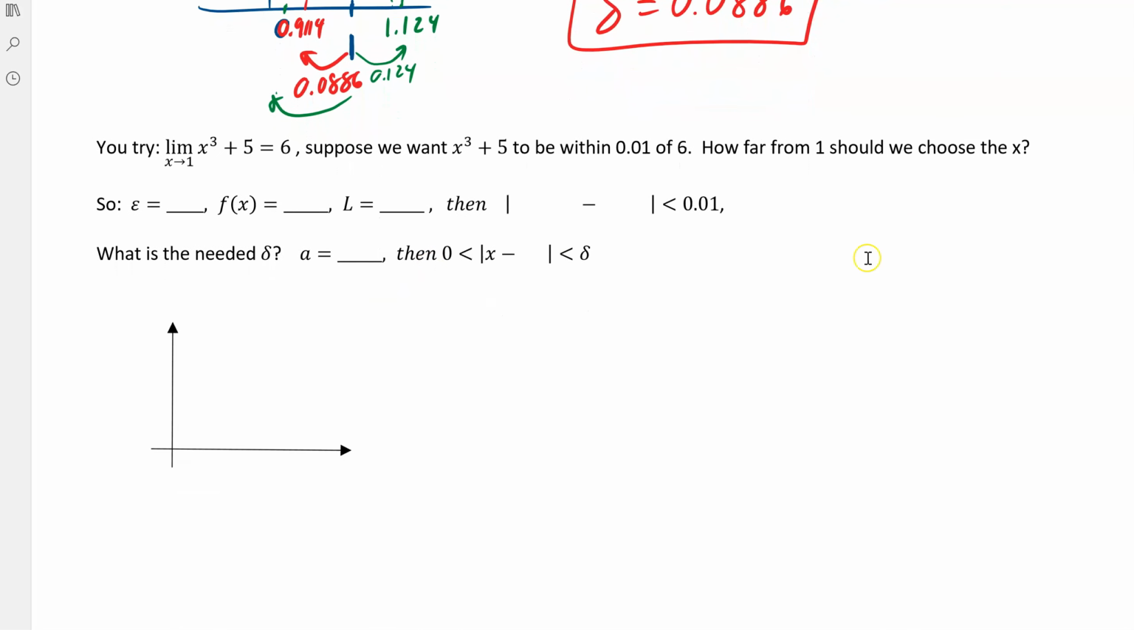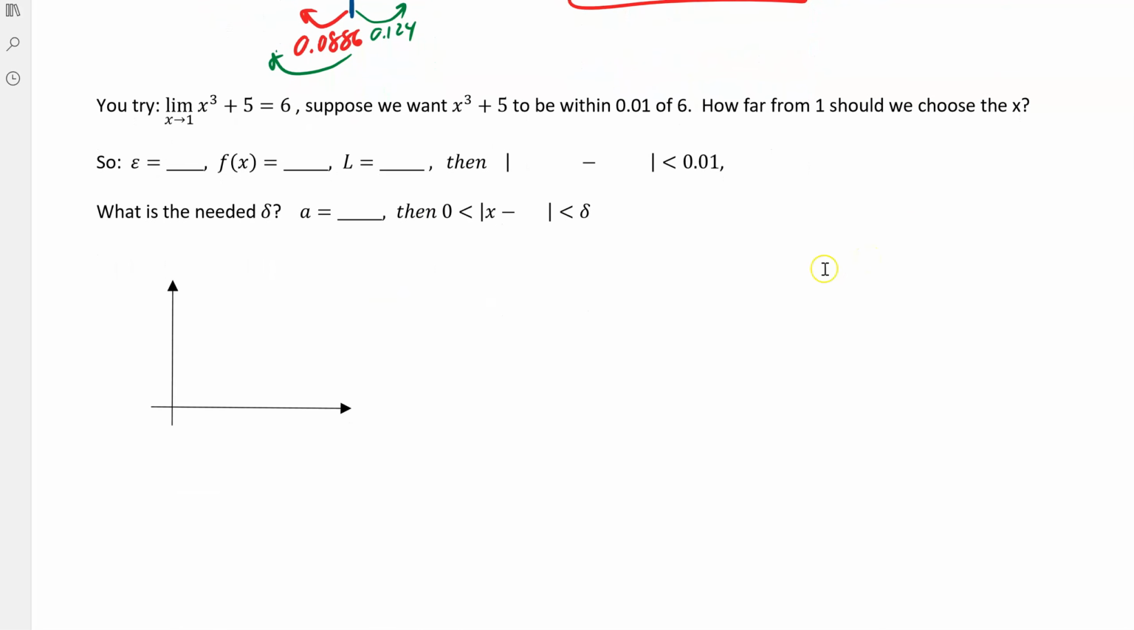I've got it all set up for you. You just have to fill everything in and try to find out what the delta is. So how far from 1, because that's what our x is approaching, should we choose our x? Hit pause now and give it a shot.